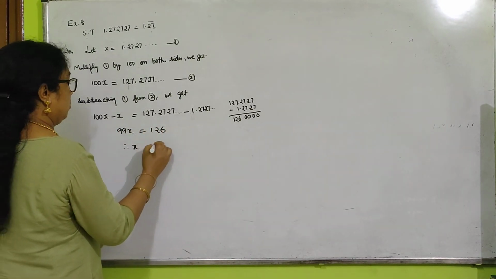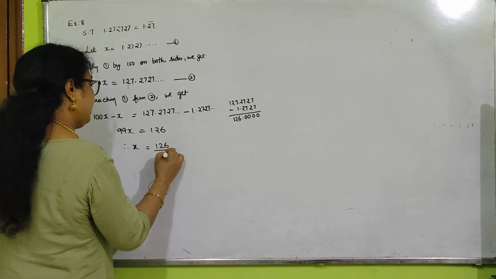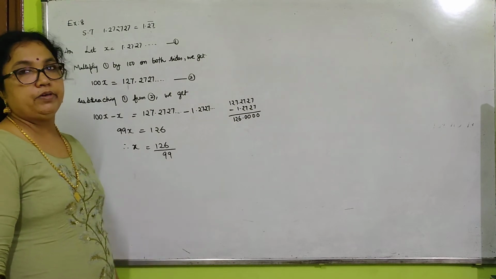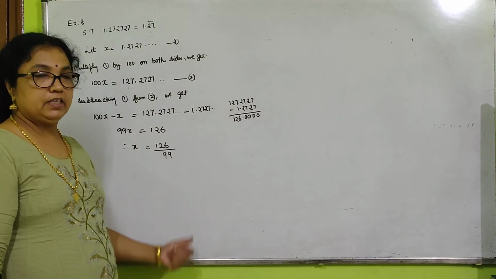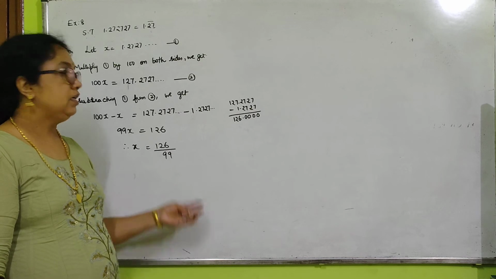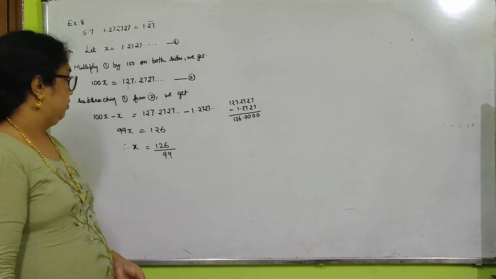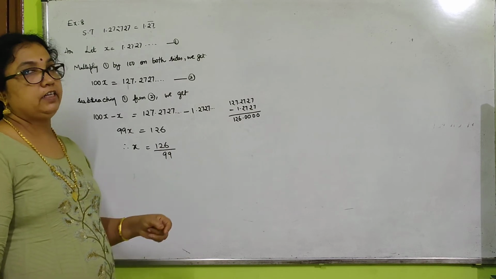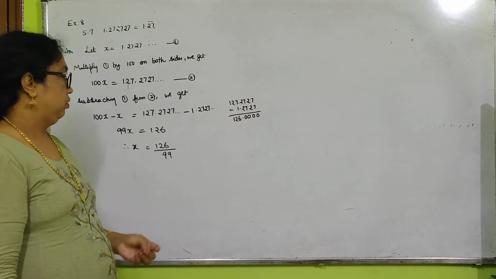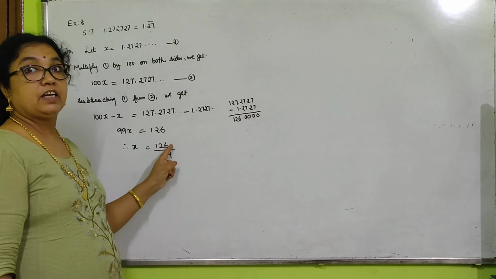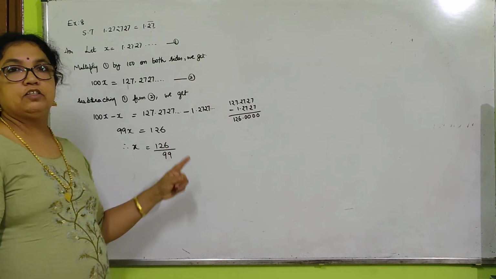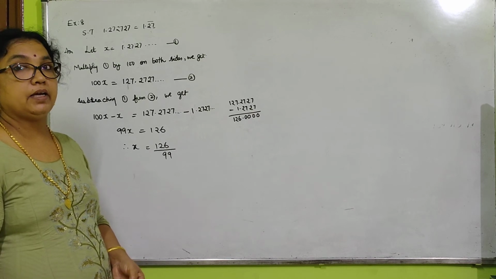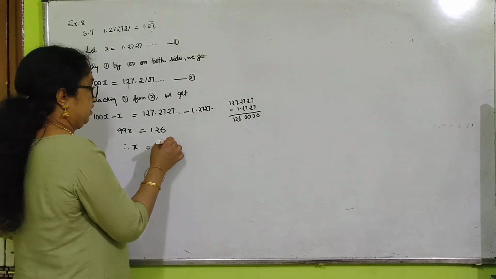Therefore x equals 126 upon 99. So now the p by q form. Before writing this, you have to check whether any common factor is there, meaning whether this is divisible by any number. Here the last digit is 6 and here it is 9, so it is not divisible by 2. 1 plus 2 is 3, 3 plus 6 is 9, 9 plus 9 is 18. So both numbers are divisible by 9. So you have to divide by 9.